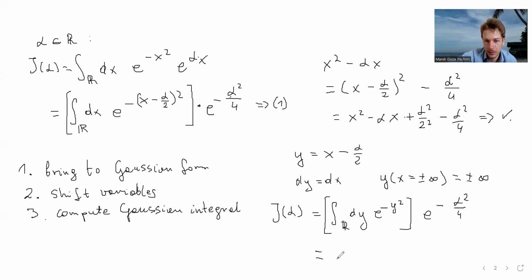So next we are using that this is pi, and then e^(-alpha squared over 4). Good. So we have computed this integral, which means that a Gaussian convolution of an exponential function is a Gaussian function. And why is that?